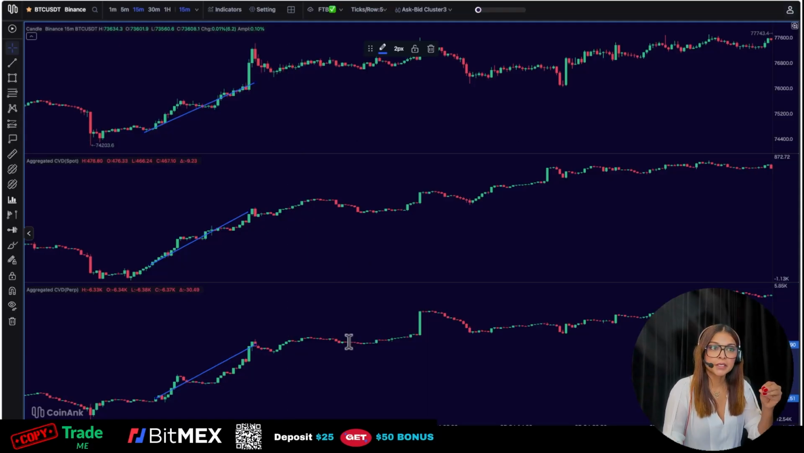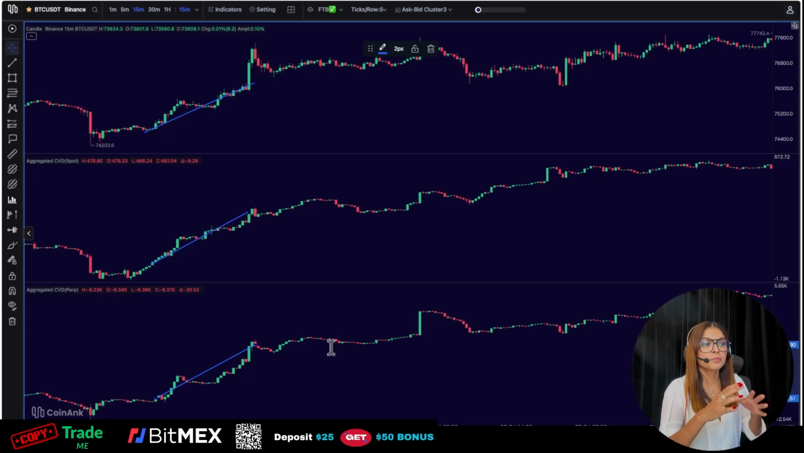Now, when you're reading Cumulative Volume Delta, CVD, and you see leverage perps are driving the move, you might want to position for reversal. That's what I look for. Or you might want to trade the cascade itself.